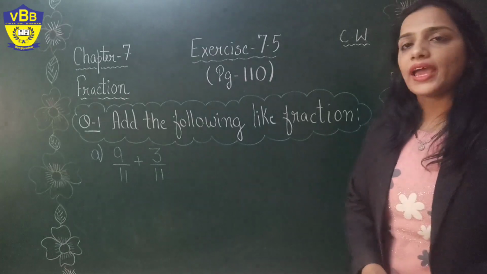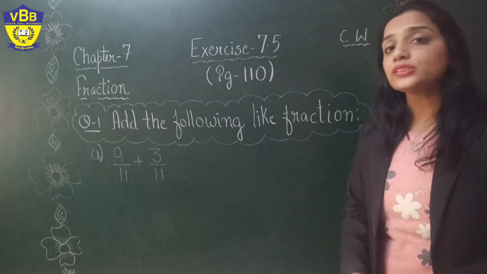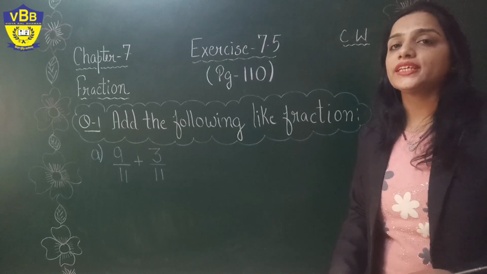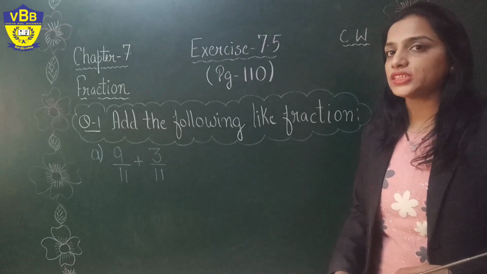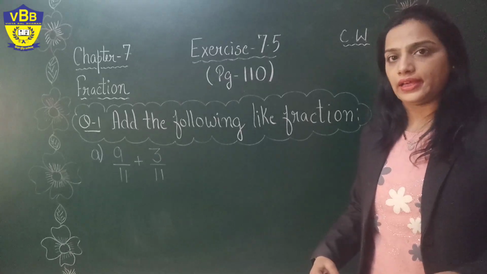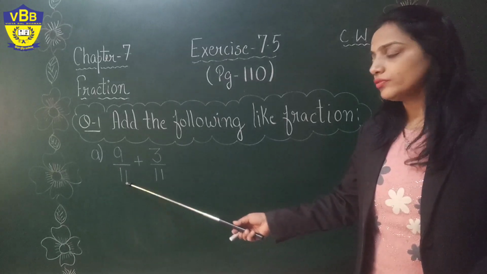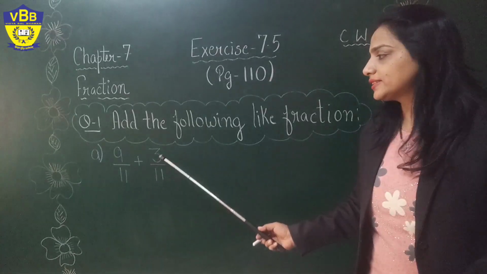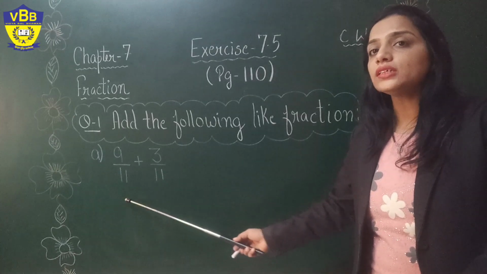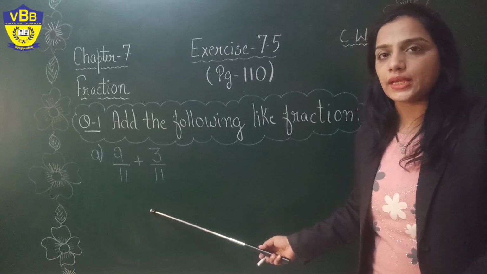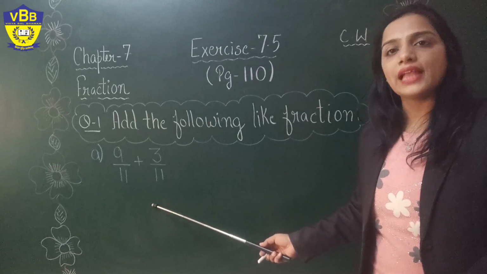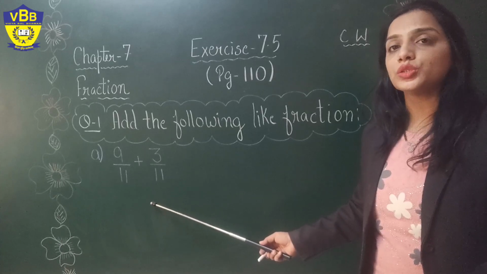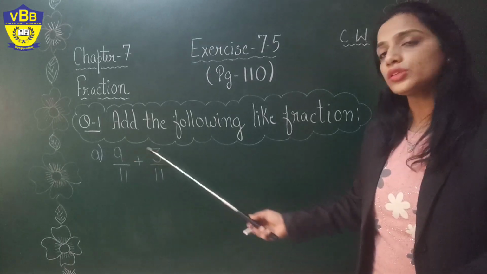So students, as I already told you, the first step while doing the addition of like fractions is to check whether the fractions are like or unlike. So here we have two fractions. First is 9 by 11 and second is 3 by 11. Their denominators are the same, right? So they are like fractions.